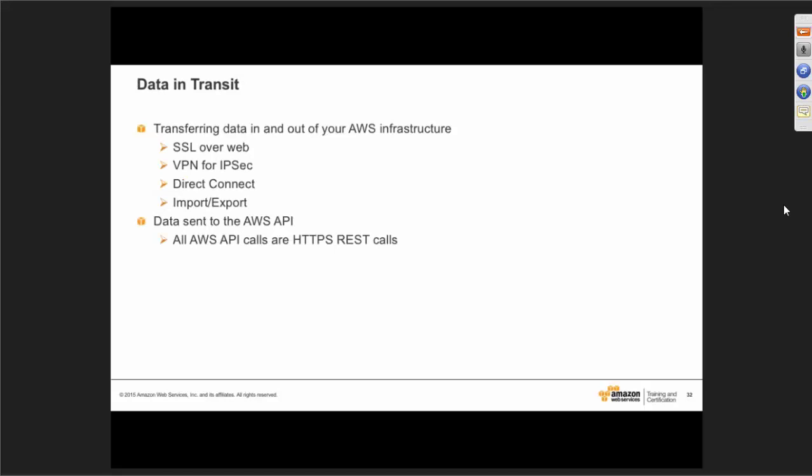So with data in transit, you want to look at using SSL if you're coming over the web, or using an HTTPS endpoint if that's appropriate. You want to use VPN with IPsec or some tunnel to that respect. You want to use Direct Connect, or you want to use some kind of tool to import and export data and know that it's going to be encrypted in that transit. Furthermore, if you're using the AWS API, that's all HTTPS calls by default, so all of your API calls are secure.